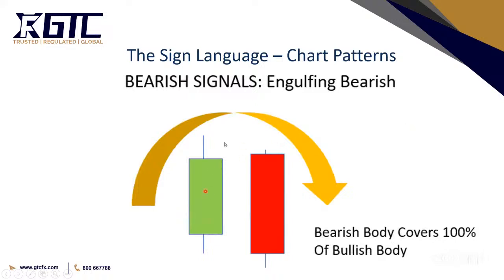The third one is the easiest one, engulfing bearish. The first candle is bullish, the second candle is bearish. The bearish candle covers 100% of the bullish candle and it should be sold.